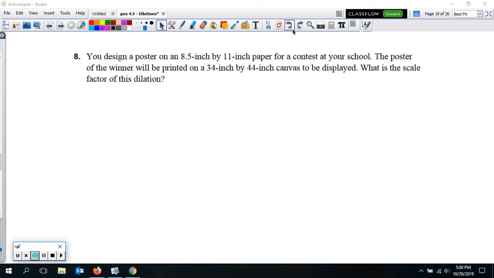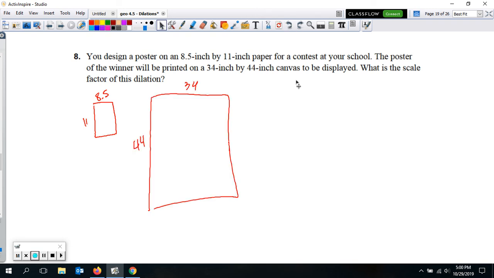So our original piece of paper is like this, 8.5 by 11. The new one, the image or the enlargement, is going to be 34 inches by 44 inches on the canvas. To figure out the scale factor of this dilation, remember the scale factor is K, and it's the new side length over an original side length. You just have to look at the corresponding side lengths. So you wouldn't put 8.5 over 44, those don't correspond. The 11 is the longer side of this one, so it corresponds to the longer side on this one.